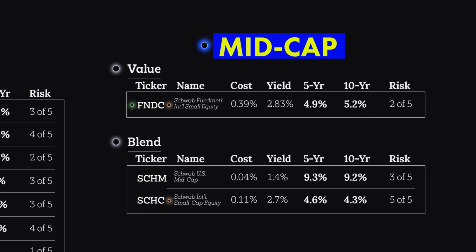There's also mid-cap, mid-sized companies. Here we only have two types. We have a value and we have a blend. So now we know that we can't go to Charles Schwab and get a mid-cap growth ETF because they don't have one. We have FNDC as the only value ETF in the mid-cap category. And in the blend category, SCHM has the highest return over the past 5 years, but still only coming in at about a 9.3% rate of return. Not quite as high as those other large cap returns that we saw at the top.